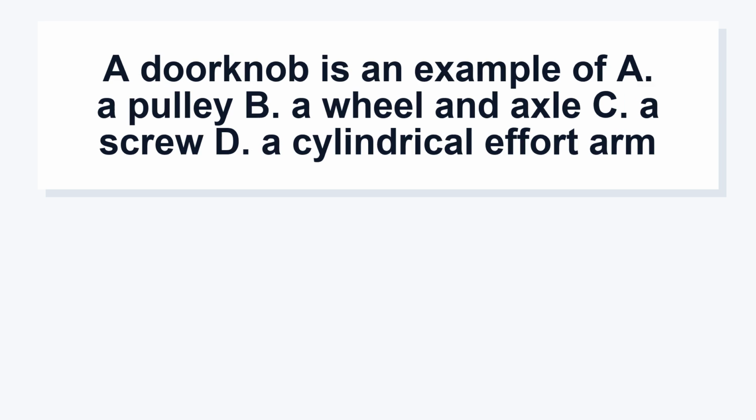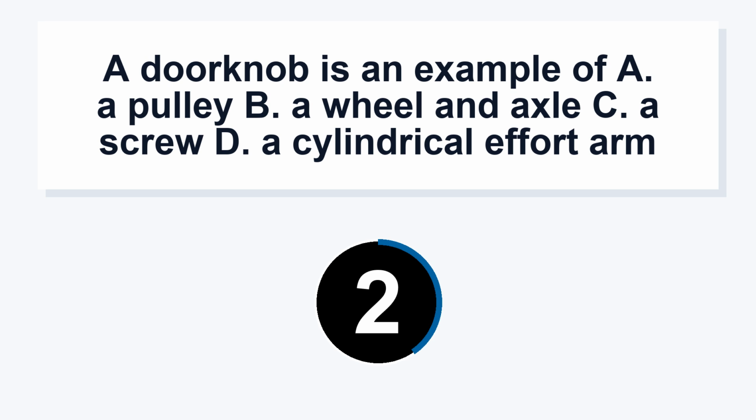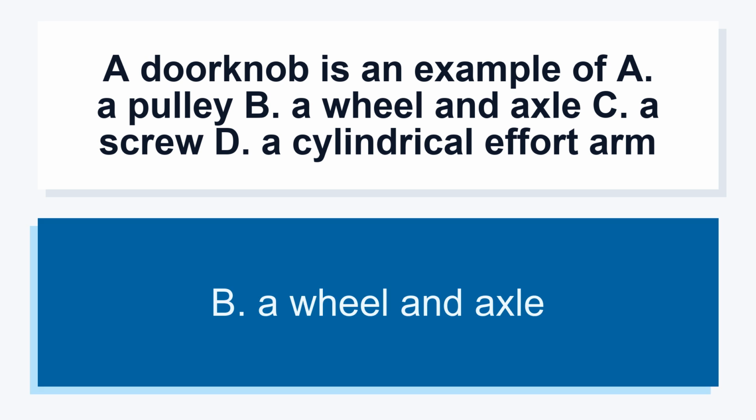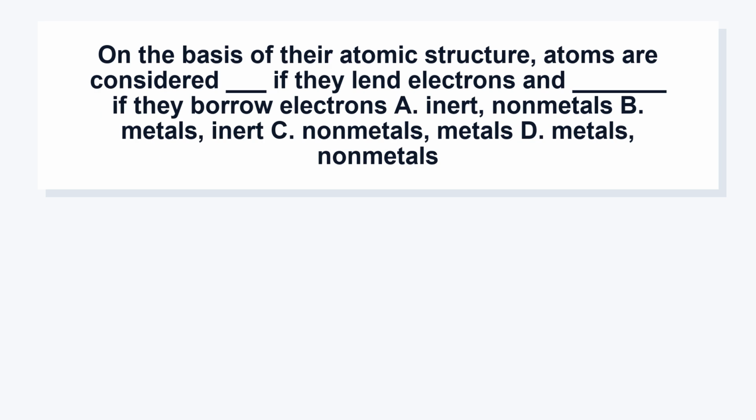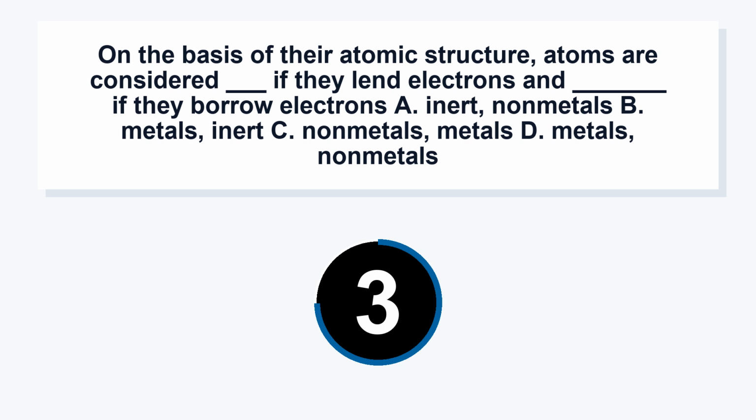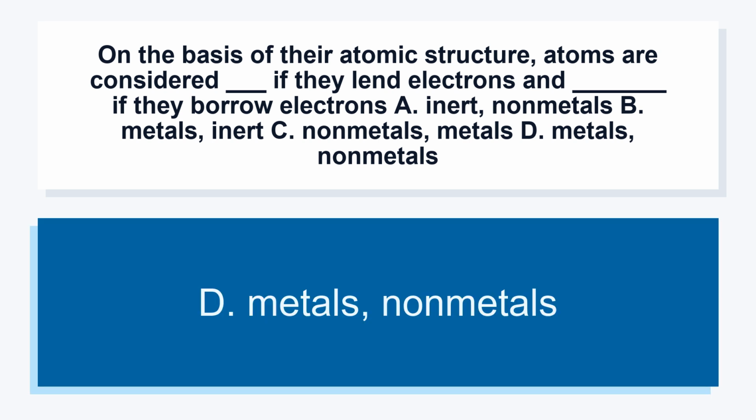A doorknob is an example of: A. A pulley. B. A wheel and axle. C. A screw. D. A cylindrical effort arm. B. A wheel and axle. On the basis of their atomic structure, atoms are considered ______ if they lend electrons and ______ if they borrow electrons. A. Inert, nonmetals. B. Metals, inert. C. Nonmetals, metals. D. Metals, nonmetals. D. Metals, nonmetals.